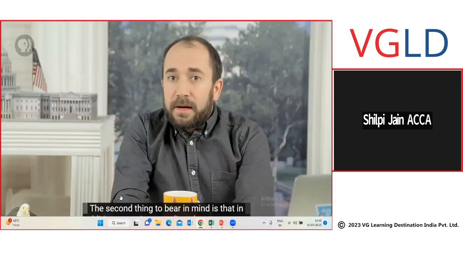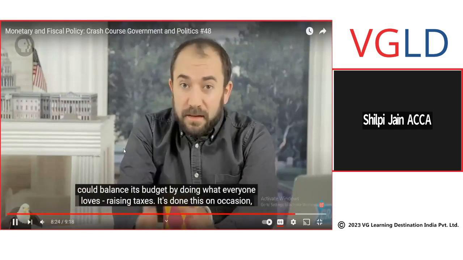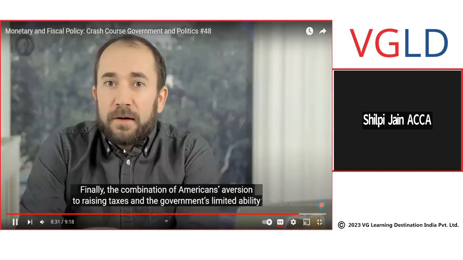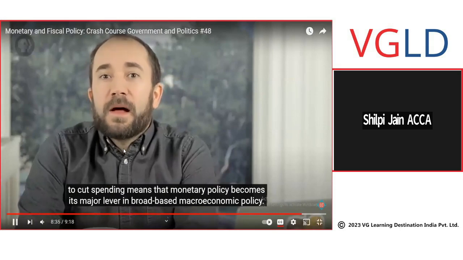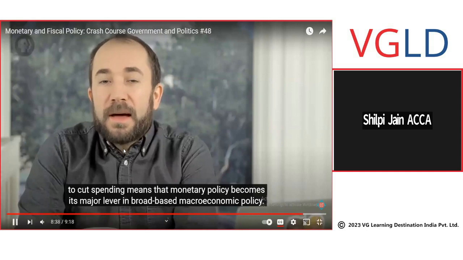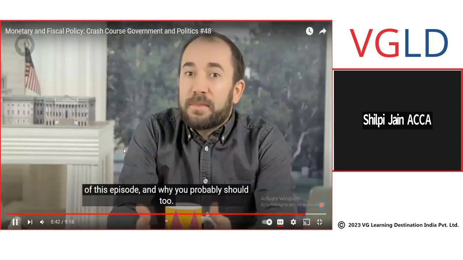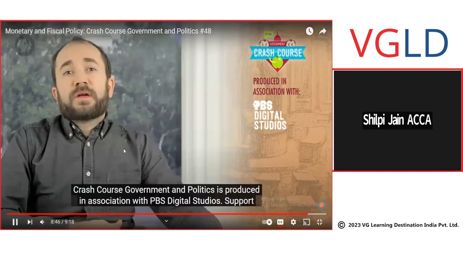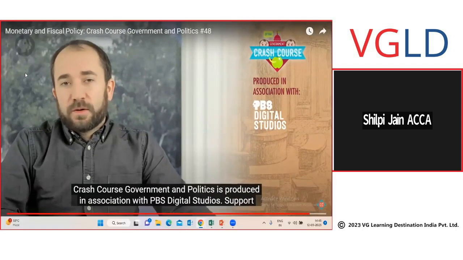The second thing to bear in mind is that in addition to cutting spending, the government could balance its budget by doing what everyone loves, raising taxes. It's done this on occasion, but the political consequences can be pretty tough. Just ask George H.W. Bush. Finally, the combination of Americans' aversion to raising taxes and the government's limited ability to cut spending means that monetary policy becomes its major lever in broad-based macroeconomic policy. That's why we paid so much attention to the Federal Reserve System at the beginning of this episode, and why you probably should too. Thanks for watching. See you next time. Crash Course Government and Politics is produced in association with PBS Digital Studios.